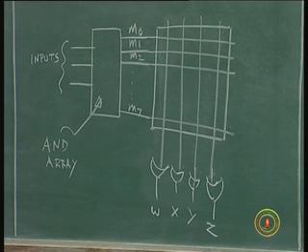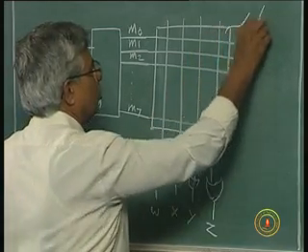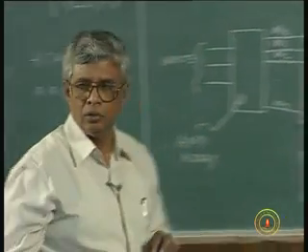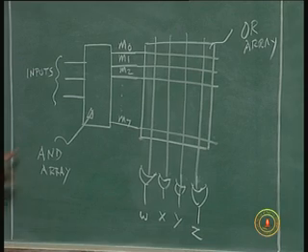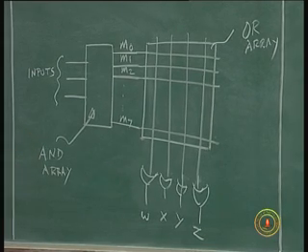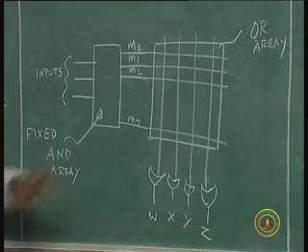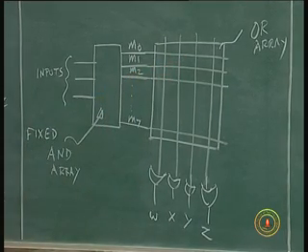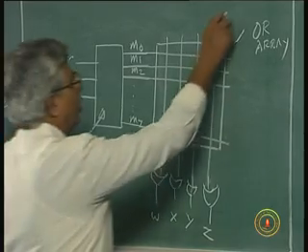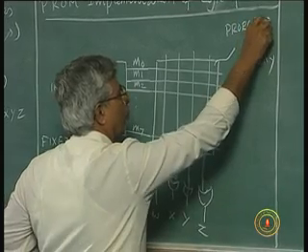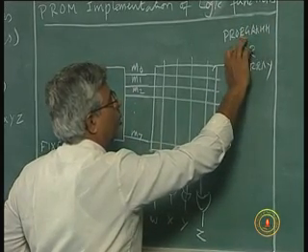First I have the provision to connect anything. How many of them I will use depends on my requirement. So, this is an OR array. The AND array is fixed for all designs, isn't it? So, I will call it a fixed AND array. The OR array is programmable, and I can have it different for different applications. So, I will say programmable OR array.